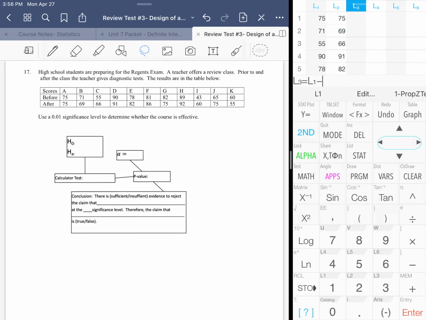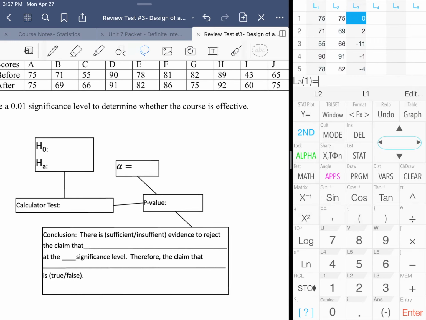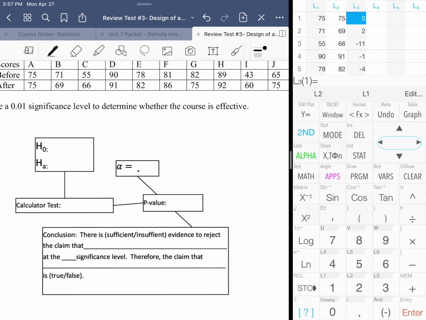All right, so then you go on to L3, hit enter, and then type in L1 minus L2. I like to bang that stuff out of the way immediately. We'll come back to that, but the calculator's set up so we're good there.